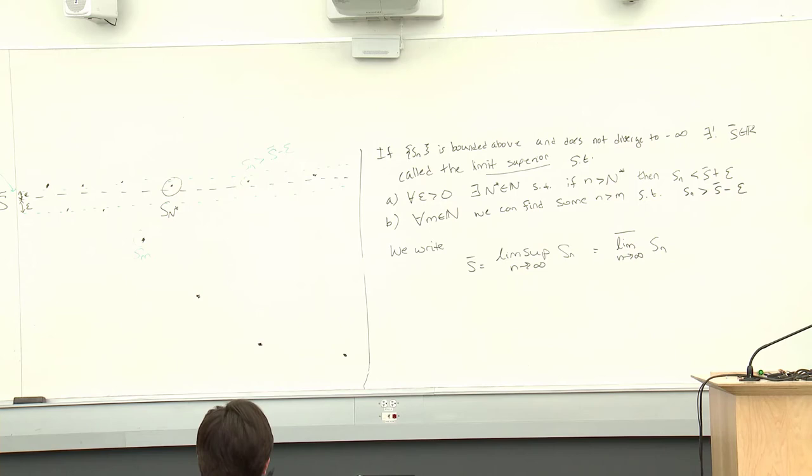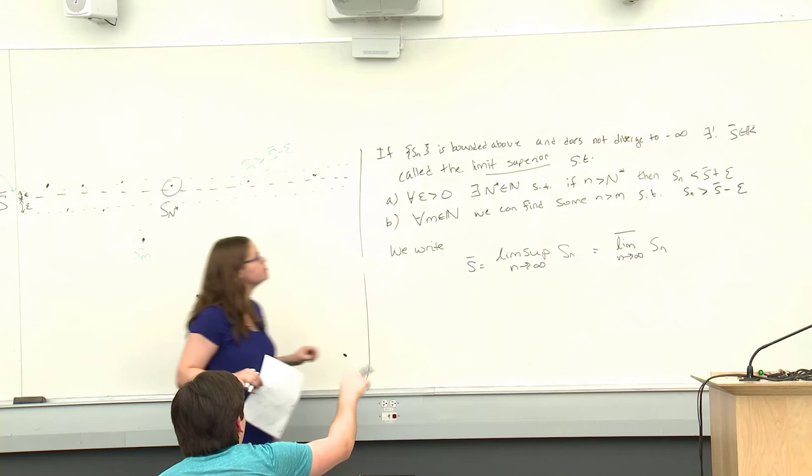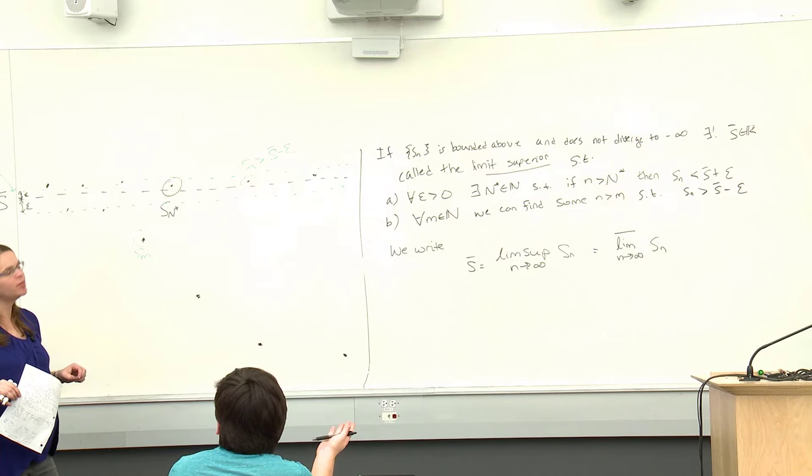Yes? Also, in that second condition, part B, if we were to switch for all m to there exists an m, and then for some n to for all m, so we switch the quantifiers, that becomes the definition of the limit. So this is different than the definition of the limit. And again, I've drawn this picture where we don't have a limit.